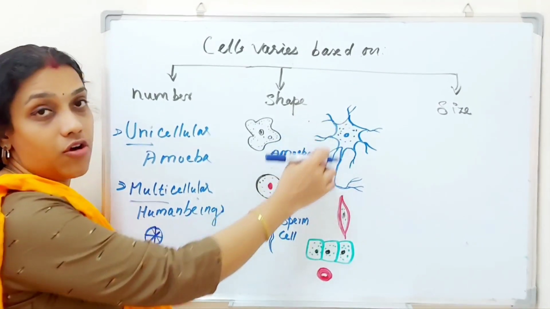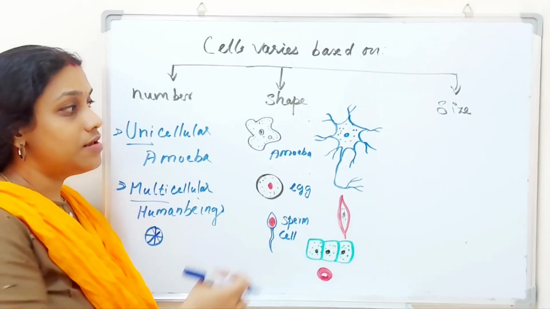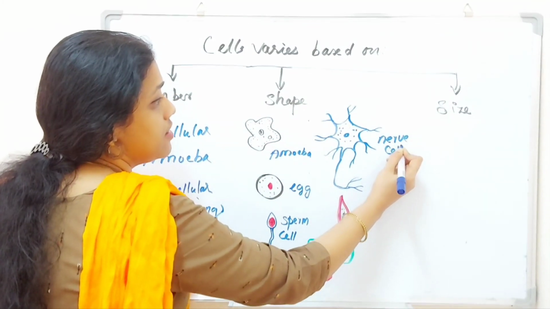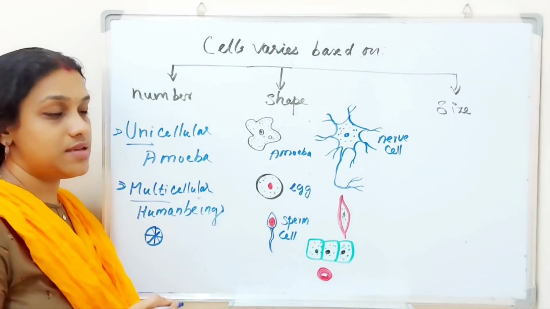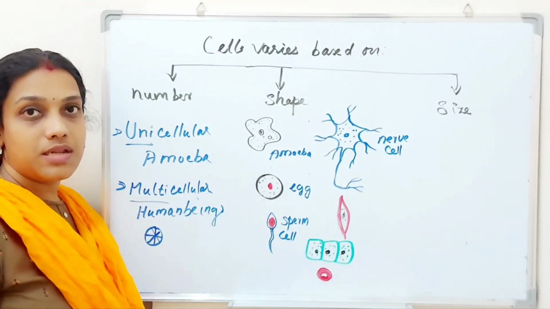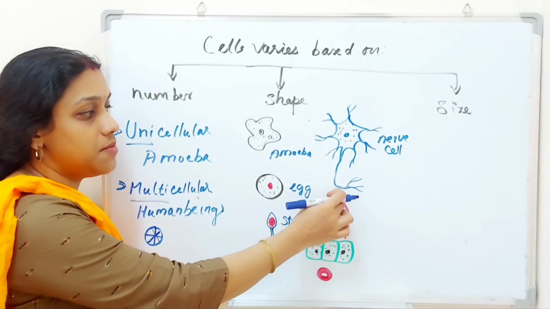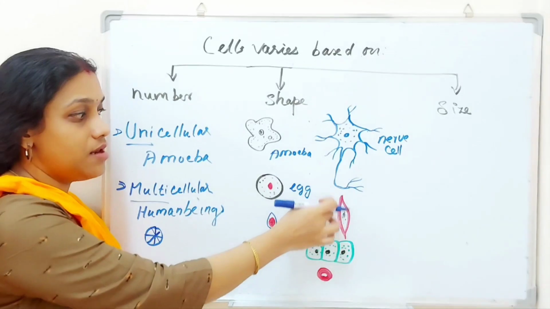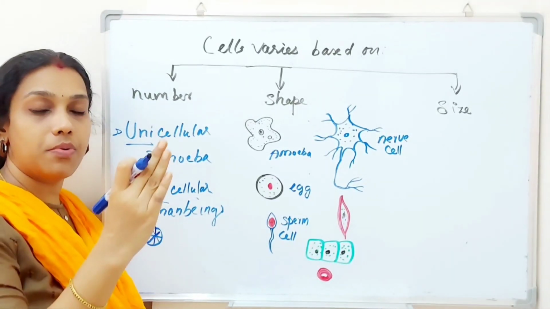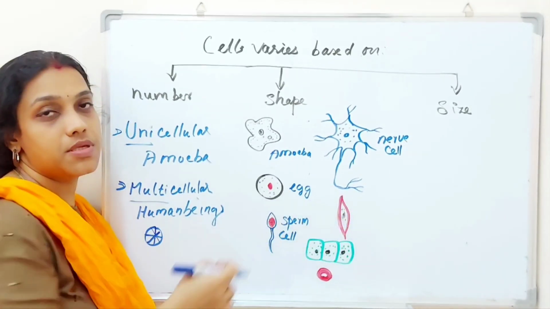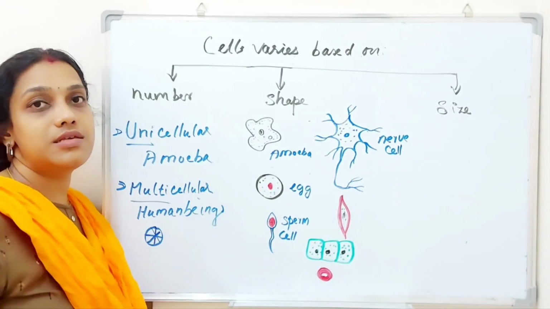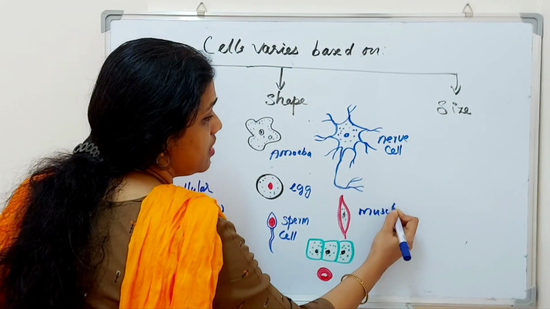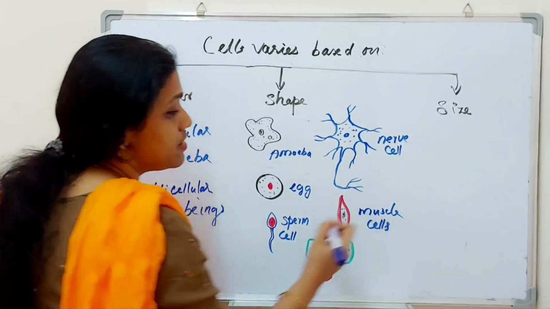Our next cell is an elongated one. It has branches as well, right? So this is an example of a nerve cell. Nerve cell is branched and also elongated. Next one is the spindle shaped cell. Spindle shape means the ends will be thin, tapering towards the end, and in the middle portion it will be broad. Such a shape is known as spindle shape, and this is seen in the case of muscle cells. So spindle shaped cells are seen in muscle cells.